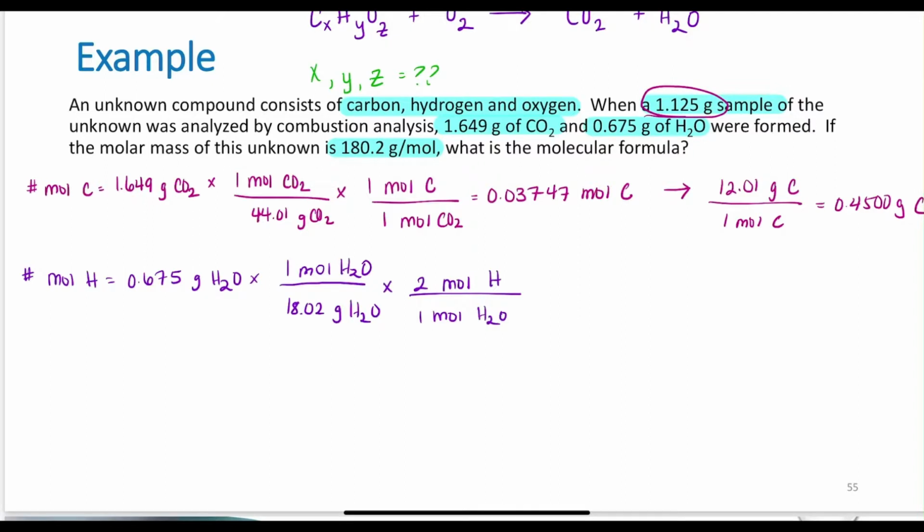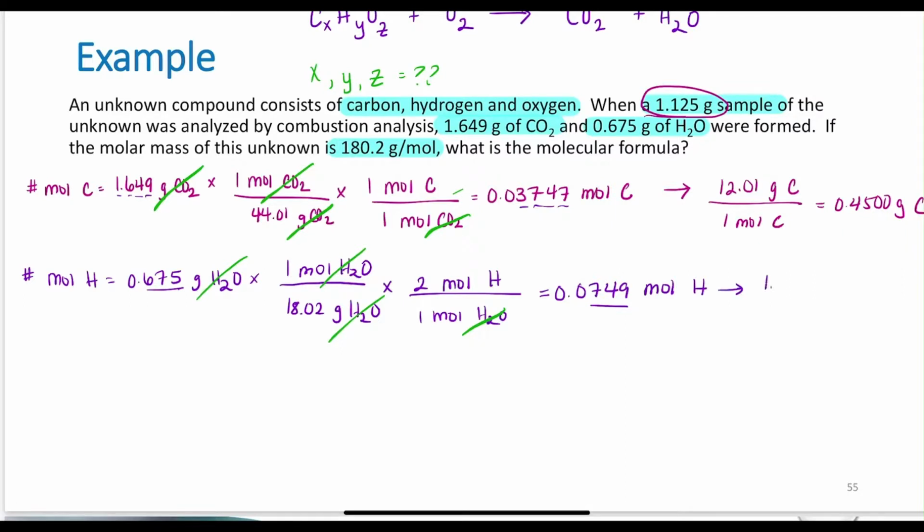Also, if you always want to check: grams of CO2, moles of CO2, give me moles of carbon; grams of H2O, moles of H2O, give me moles of hydrogen. This gives me 0.0749 moles of hydrogen. Note, here I had 4 sig figs, so I'm keeping 4 sig figs here. Here I had 3, so I'm keeping 3.